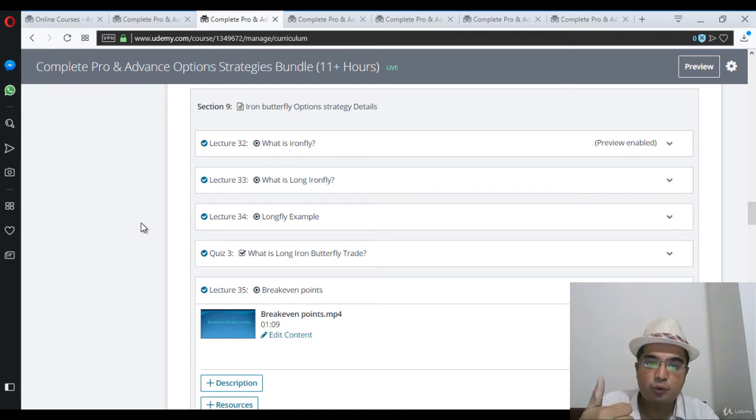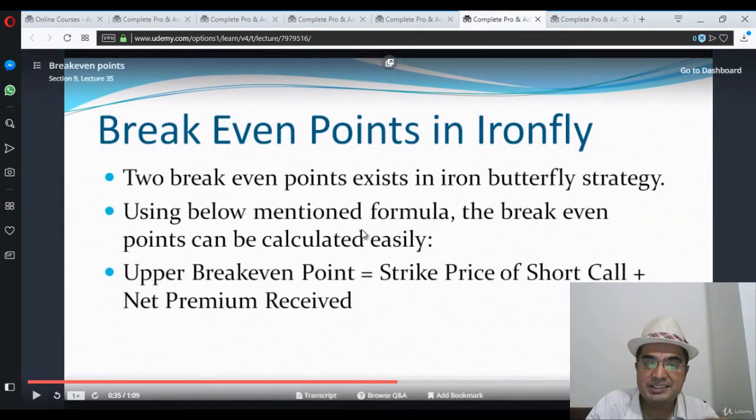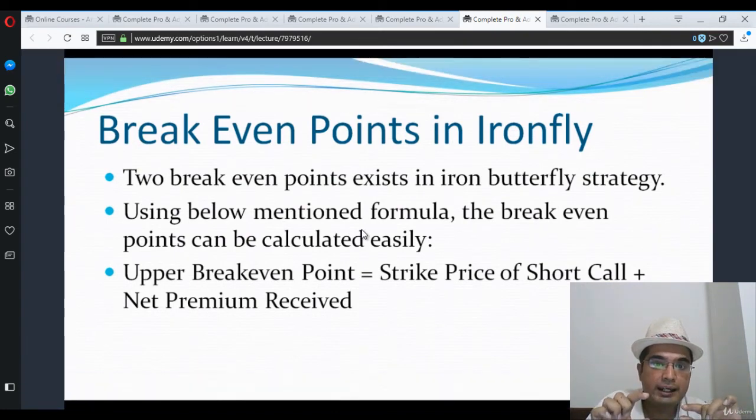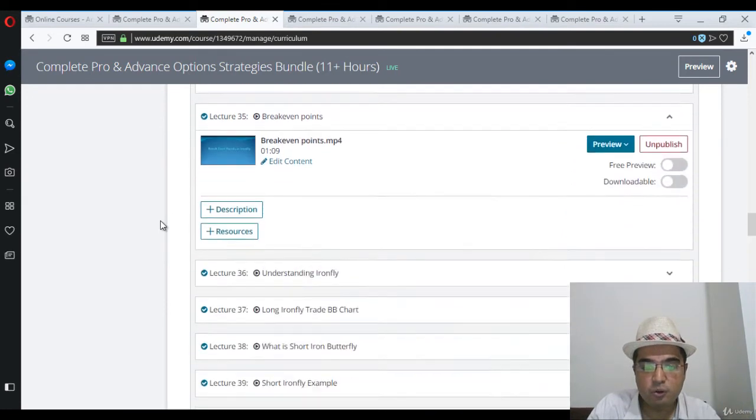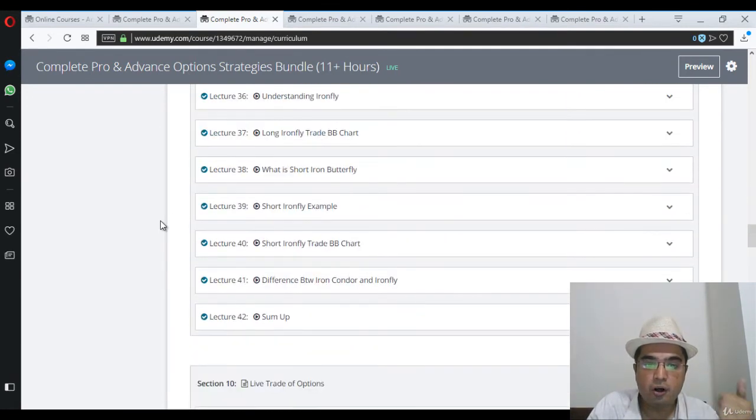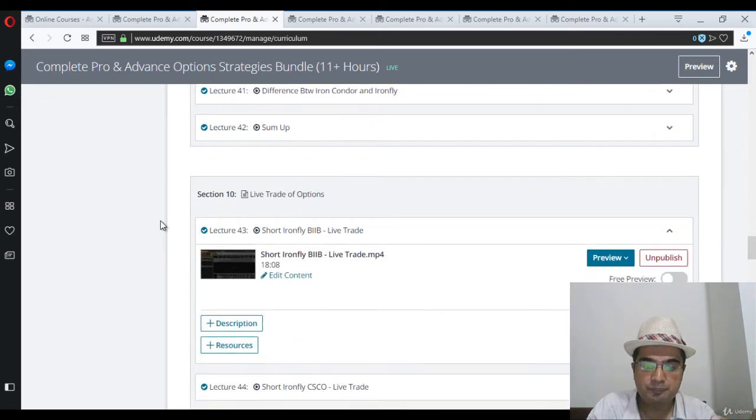I'll be discussing what is iron fly, what is long iron fly, and a long iron fly example. I'll be discussing break-even points so that you understand how to work out your break-even point, the point at which you will lose nothing and come out unharmed. As you move down the course, you will be learning long and short iron fly on chart with examples.